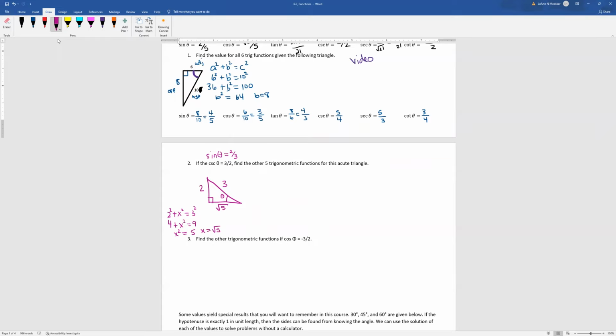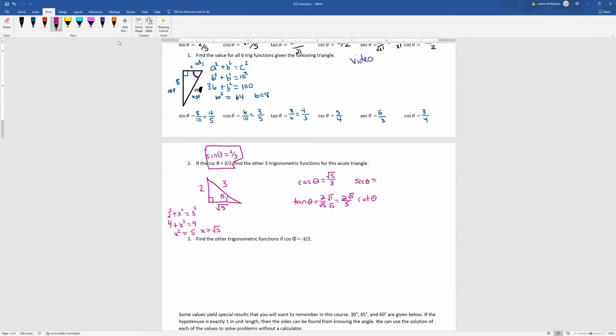Okay. And then to make our other ratios, we already know sine and cosecant. Those are there. So we need cosine, secant, and tangent and cotangent. Cosine would be adjacent, which is square root of 5 over the hypotenuse, which is 3. We need tangent to be opposite over adjacent. So that's 2 over the square root of 5. We'll need to rationalize that. So that's going to be 2 square root of 5 over 5.